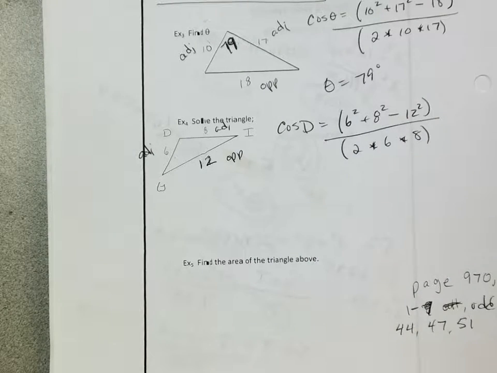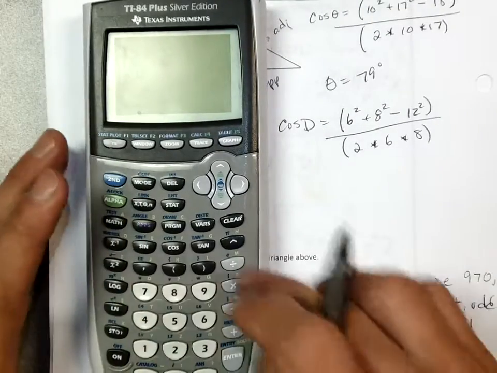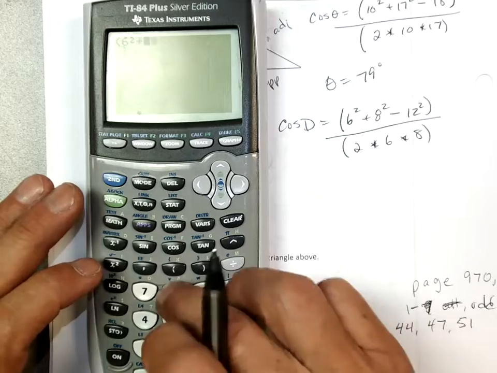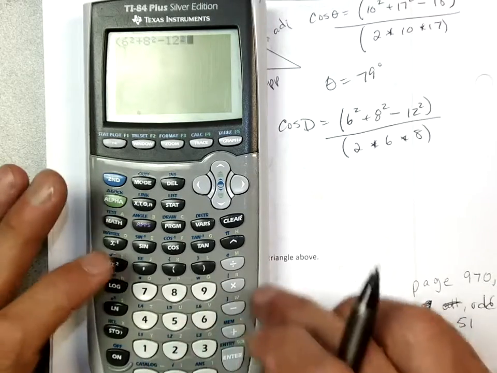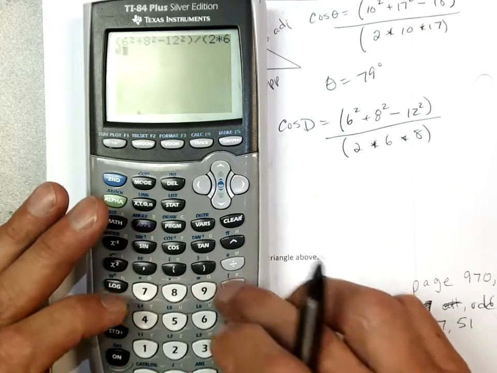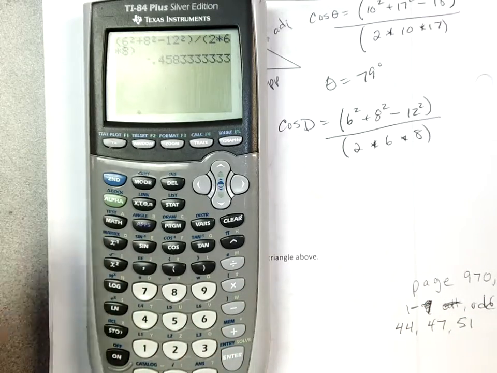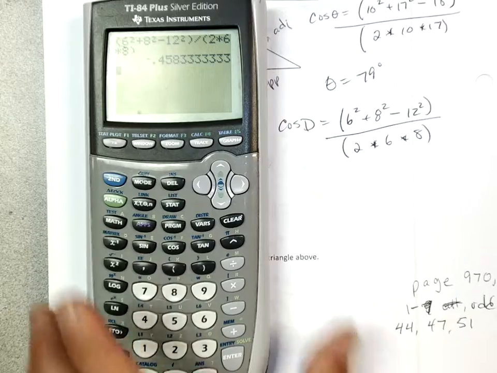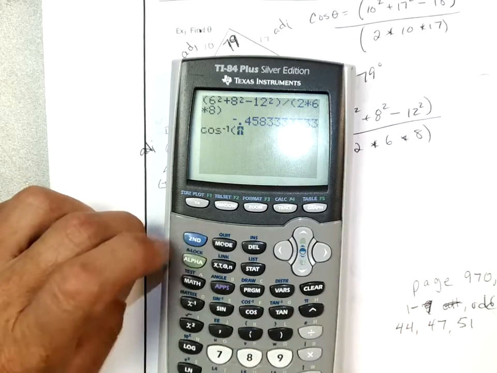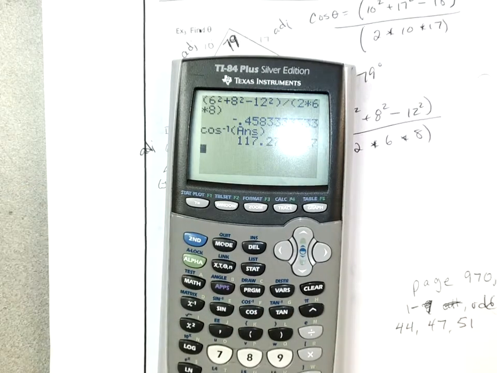Let's find out what it is. Okay. All right, parentheses 6 squared plus 8 squared minus 12 squared, parentheses divided by parentheses 2 times 6 times 8 parentheses, and I get a decimal, right? Now this time I got a negative decimal, but believe it or not, the calculator knows exactly what it's doing, okay? So I'm going to do the cosine inverse of that, right? And I get 117.3 degrees. It's obtuse, but the law of cosines will get you obtuse angles, okay?